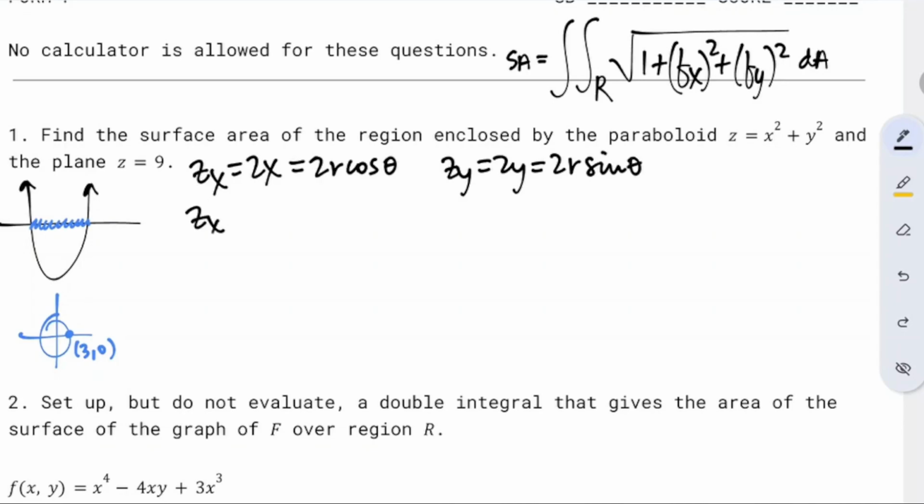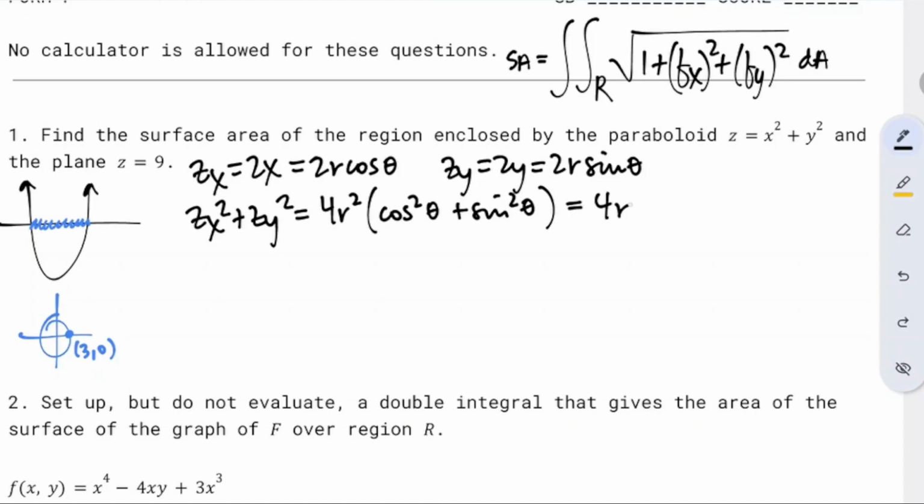If I do zx squared plus zy squared, I'm going to have 4r squared times cosine squared theta plus sine squared theta. We know that's always equal to 1, so that's equal to 4r squared. And then 1 plus zx squared plus zy squared is just going to be that plus 1. And if I'm double integrating over that region, which I will turn into polar in a second, that square root is going to become 4r squared plus 1. And then dA is r d theta. And so it's like, oh, I can actually do this one with no calculator.